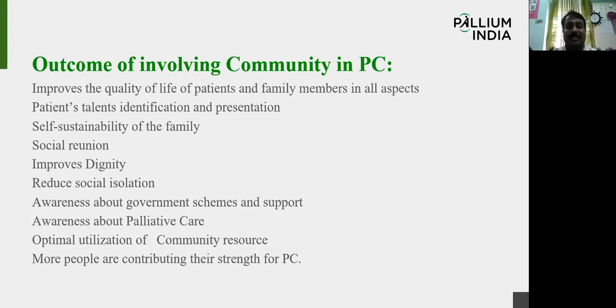We'll be introducing those schemes to the family members, or we'll be facilitating all the schemes to that family member through the involvement of community. Awareness about palliative care. Through this involvement, the awareness may increase by conducting different awareness programs in that particular community. Optimal utilization of community resources.